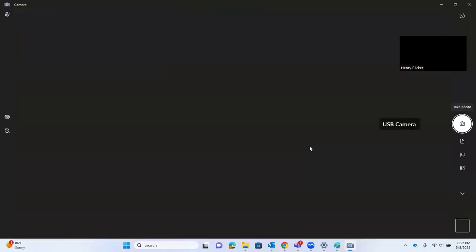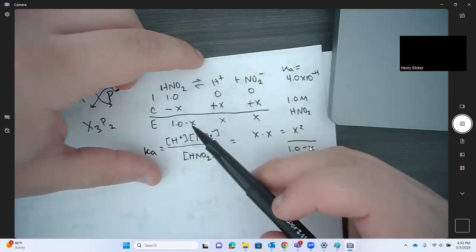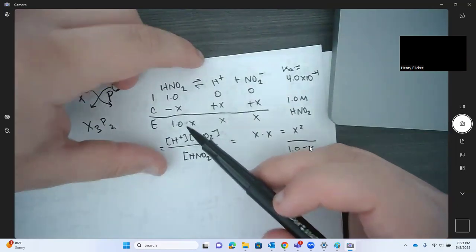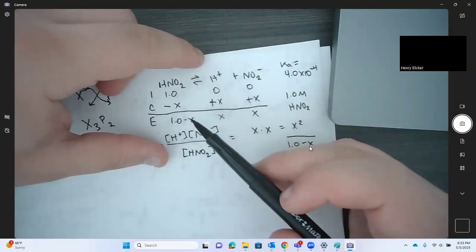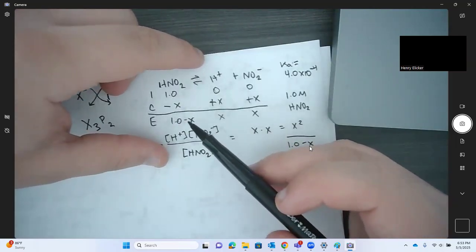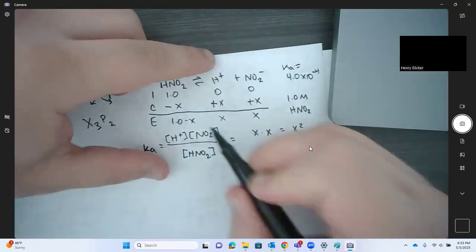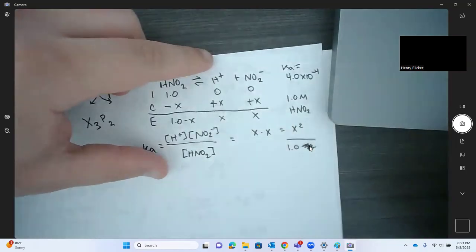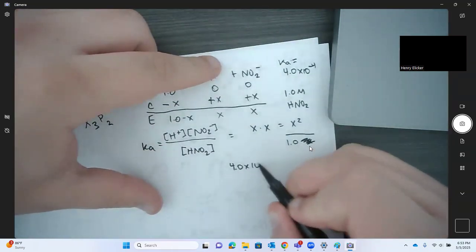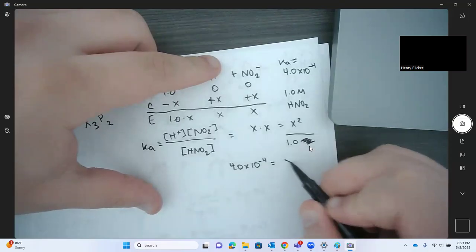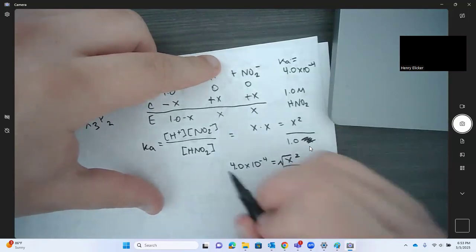Approximate. What that means is we're saying that this is such a weak acid that we're barely going to get any removal of the original molarity at all. So that removal of the minus X is negligible. So we're saying forget that. That's our assumption. So guess what? Ka, or 4.0 times 10 to the negative 4, equals x squared over 1. Huh. That's easy. Square root it, solve for x.